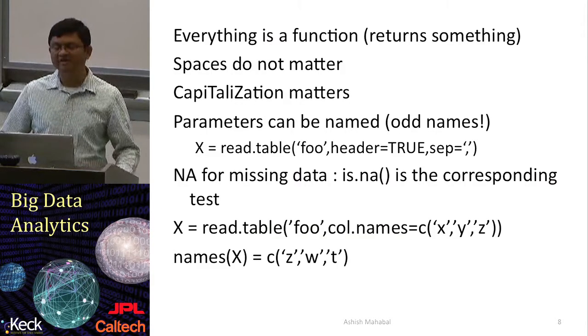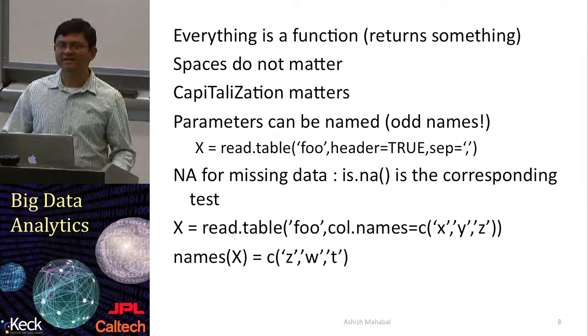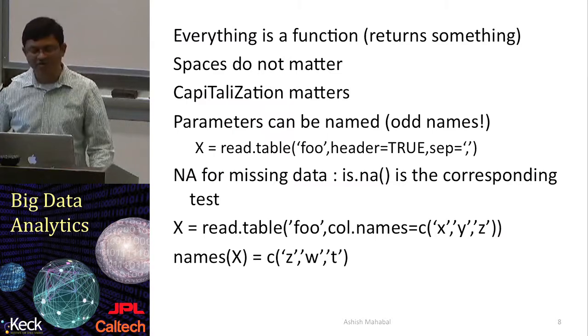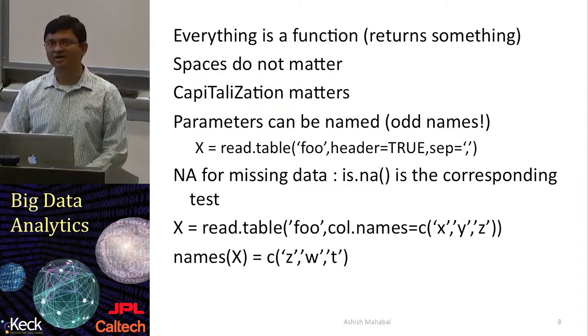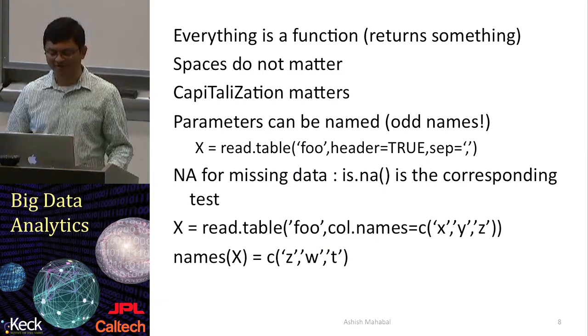So in R, everything returns something. In that sense, everything is a function. Then the other things to remember is that spaces do not matter, but capitalization does. So if you are using capitals in some cases, you have to continue using those. Parameters often have odd names. They can be named, that's a very good thing, but because of the organic nature of how different packages are, some of them can have fairly odd names, so you should get used to those. You can use NA for missing data, and is.na() is a very useful construct, so you should try to inculcate that early on. So it does the corresponding test to check whether a particular point is available or not.